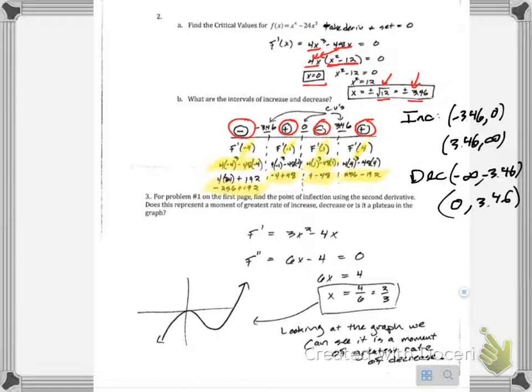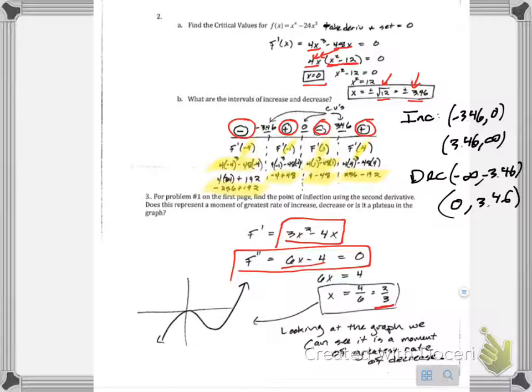It says for problem number 1 on the first page, find the point of inflection using the second derivative. Well, point of inflection, we just briefly chatted about that the other day, just a couple contexts, is where the second derivative is equal to 0 or undefined. So we'll just stick with where it's equal to 0. Okay, this is the second derivative. That means taking the derivative not once but twice. So if we go to the first problem, take its derivative, we got this. You'll see it there. Then take the derivative again, and we get this 6x minus 4. To solve that, when it's set equal to 0, you add 4 to both sides, divide by 6, and we get 2/3.